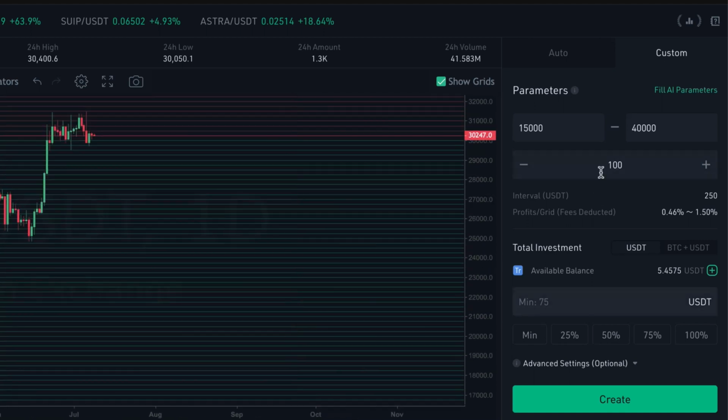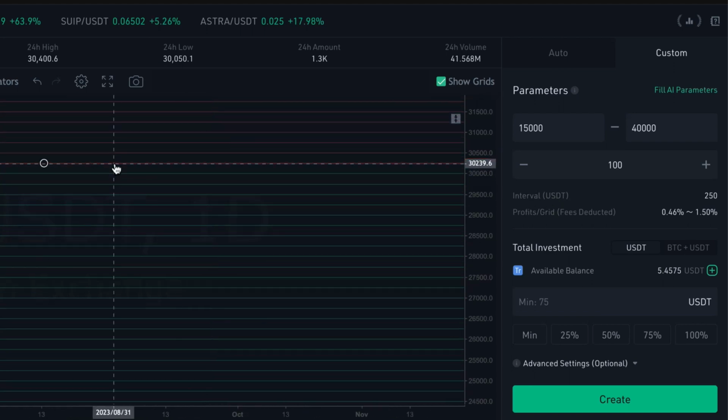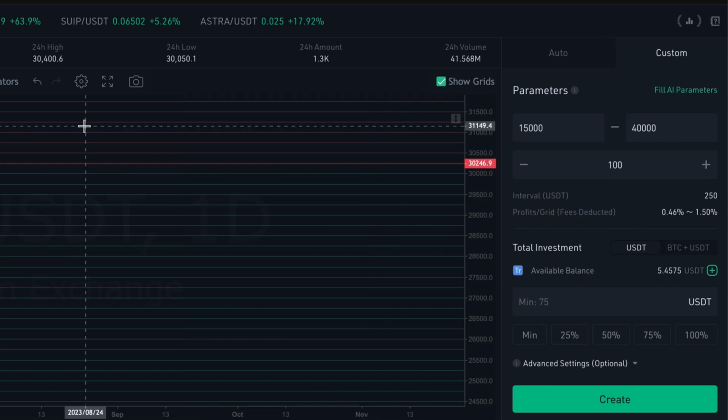Now, it's going to give you some numbers over here, like the interval in USDT. That just means that each one of these lines is this much away. So every one of these lines is a $250 move in the Bitcoin price in this example. And then you can also see the profit from each time that one of these lines gets hit on average.